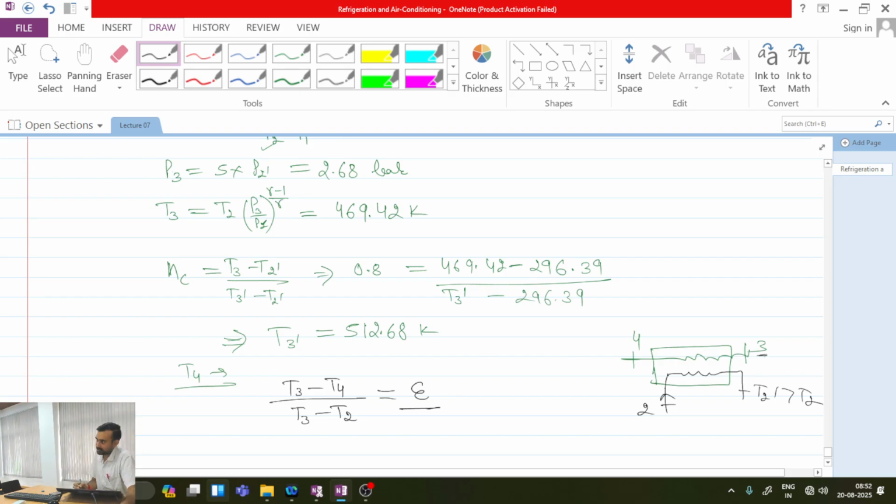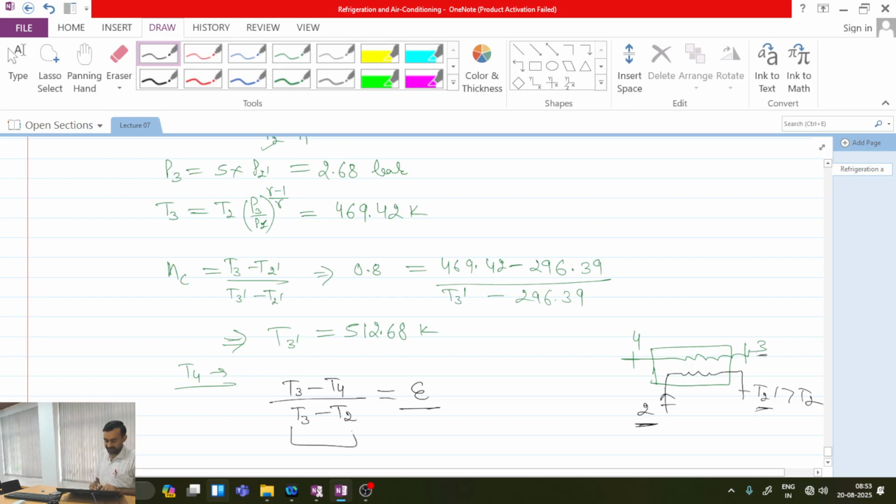I have a heat exchanger in which hot fluid starting at temperature T3 is being cooled to temperature T4, and this is being cooled with the help of ram air which is coming at temperature T2 and leaving at some temperature T2 dash. The heat exchanger will be 100% effective when the highest temperature of the hot stream is cooled down to the lowest temperature of the coldest stream. So the ideal condition is that T3 should reach T2.